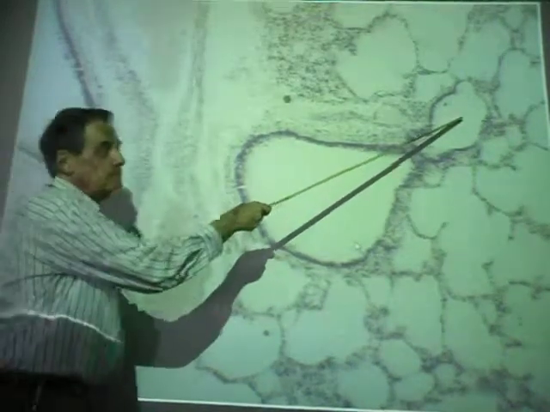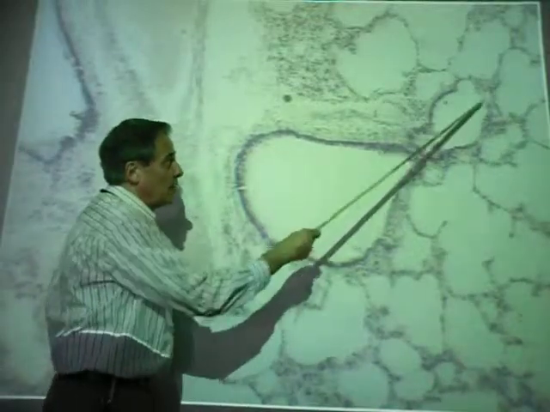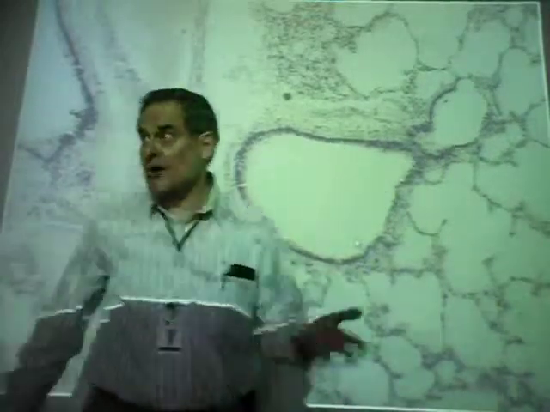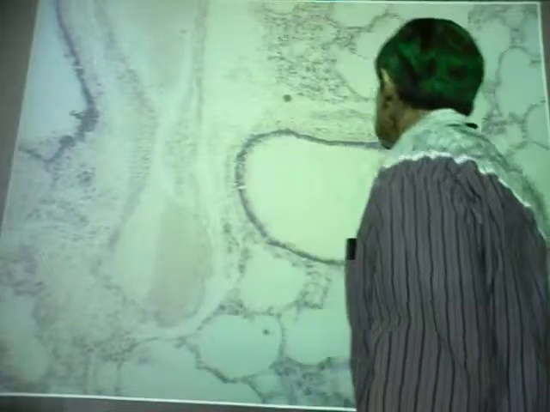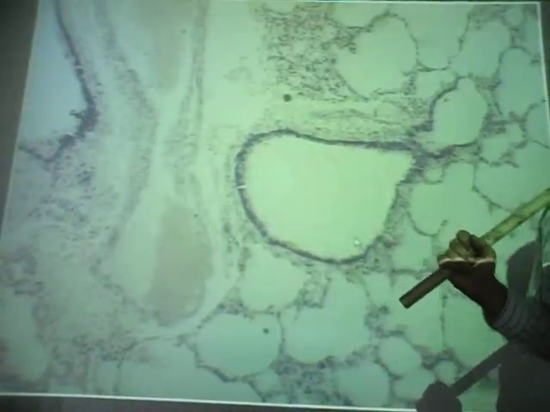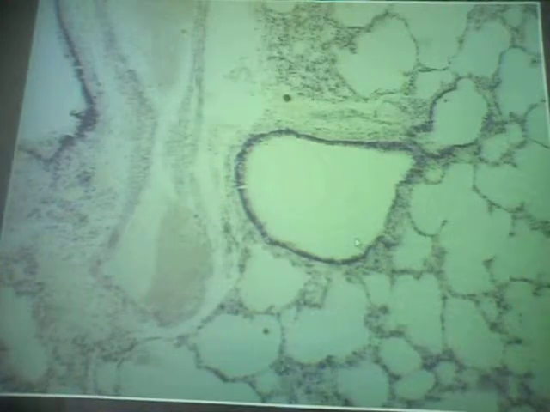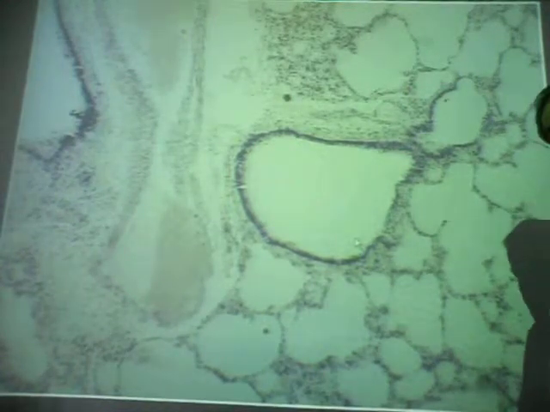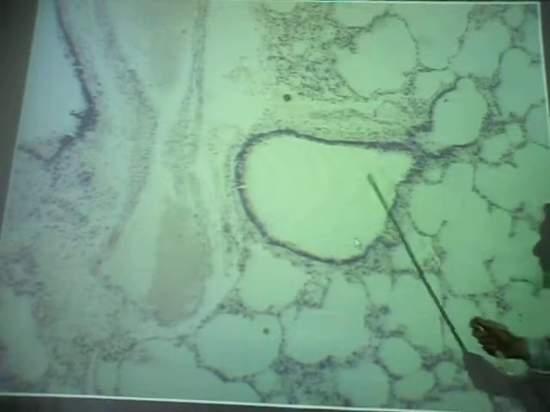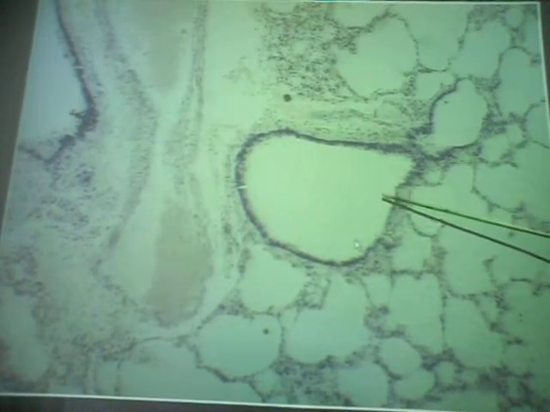What's this? That's a respiratory bronchiole, because you've got an alveolus right here, another one here. So if you see these little bubbles coming off, which are simple squamous, okay? That's a respiratory bronchiole. Beginning of the respiratory zone. If it has no alveoli, no cartilage, then it's either a bronchiole or terminal bronchiole. But if it connects to a respiratory bronchiole, it's obviously a terminal bronchiole, which this one is.